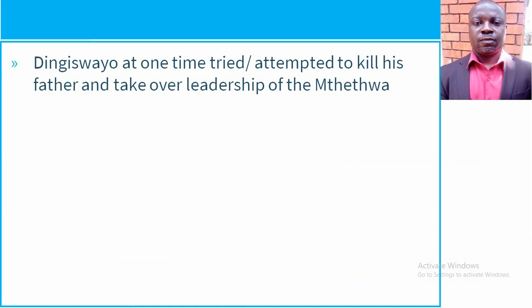Now, I've talked about this, that at one time Dingiswayo attempted to kill his father and take over leadership of the Mthethwa. All this information now goes under the career. When you are looking at achievements, you may not look at this one. This one can be put under the career.